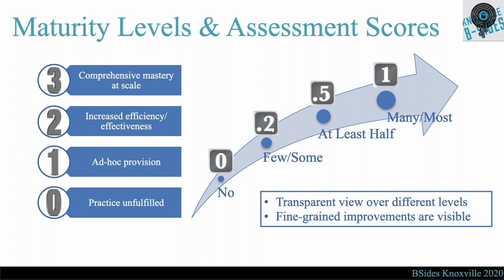Now let's look at the maturity levels and the assessment score at a very high level. There are four maturity levels: 0, 1, 2, and 3. At level 0, a particular security practice is completely unfulfilled. At level 1, a security practice is performed, but in an ad hoc fashion. At level 2, the security practice is performed with increased efficiency and effectiveness. And at the highest level, level 3, the security practice is performed with mastery at scale across the organization.